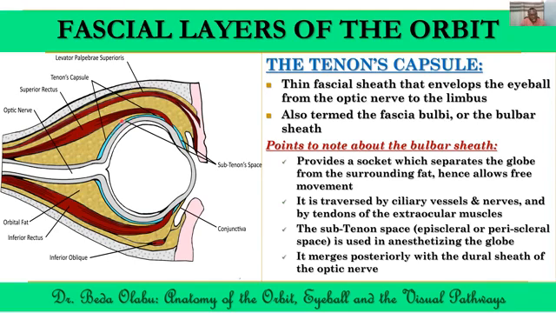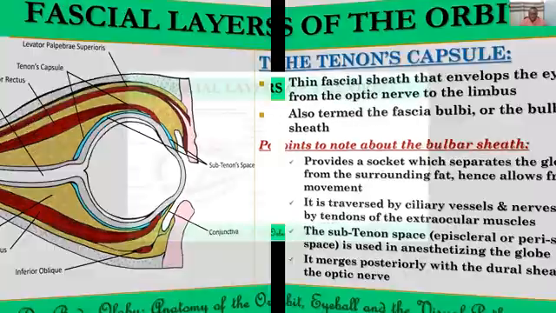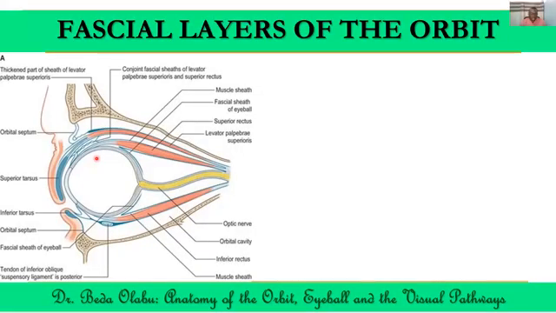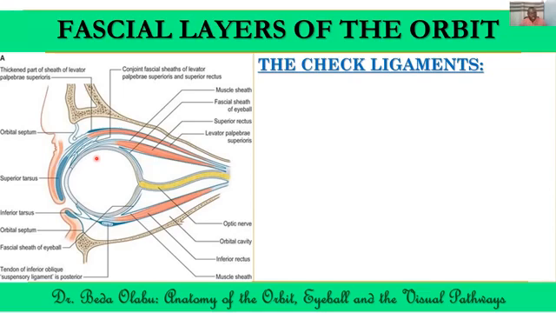Posteriorly, that fascia merges with the sheath of the optic nerve. So remember, the sheath of the optic nerve was merging with the periorbita much posteriorly, but even here, it also merges with the Tenon's capsule. So that was the third fascial layer. We can talk about the fourth fascial layer, the check ligaments.